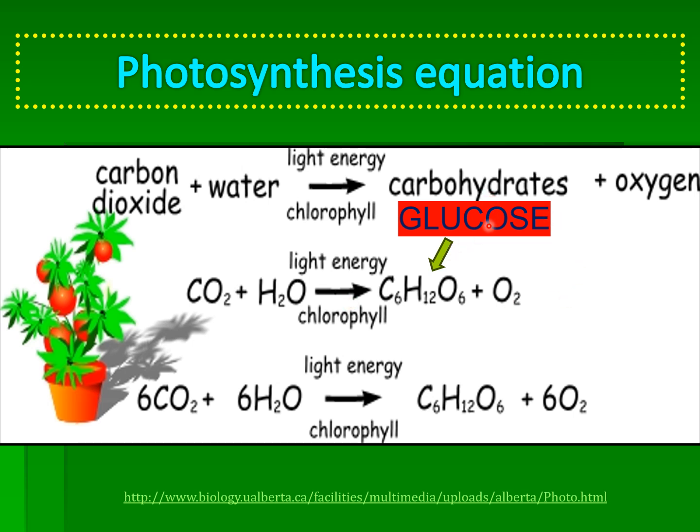The glucose, which is a carbohydrate, is C6H12O6, and oxygen in the molecular structure is O2. This middle equation is the chemical equation of everything that is needed for photosynthesis, but it's not balanced. The bottom equation is the balanced equation. So it's 6 molecules of carbon dioxide, 6 molecules of water, the glucose, and 6 molecules of oxygen for it to be balanced.